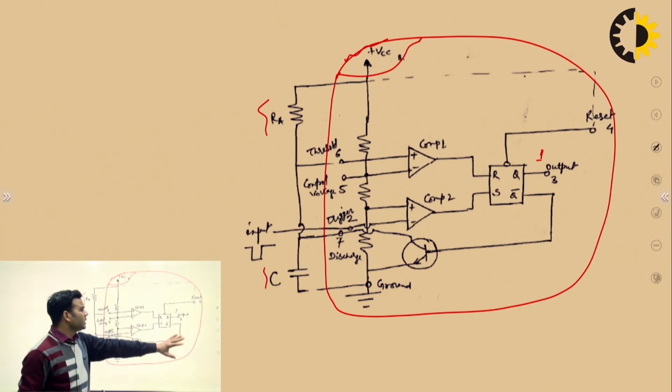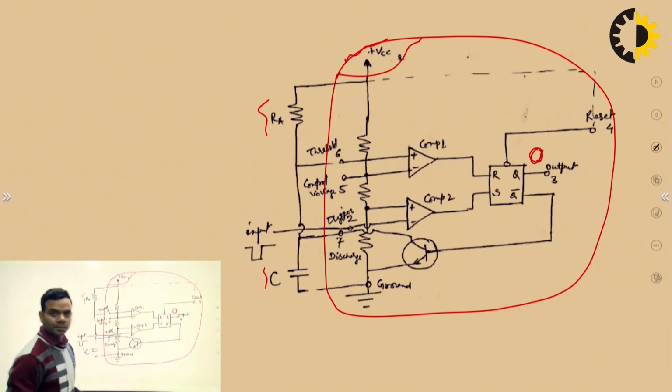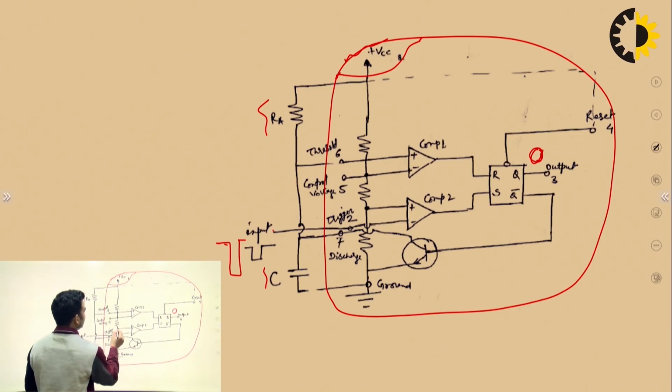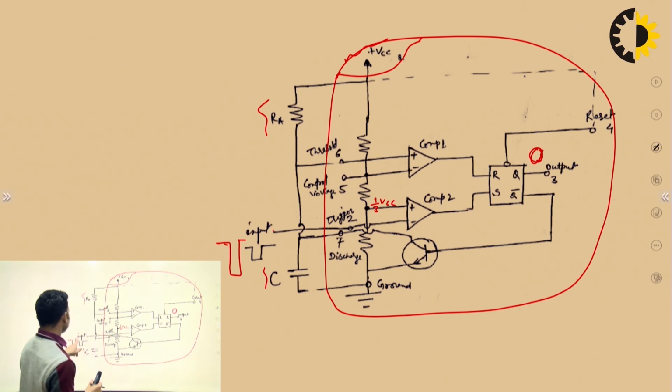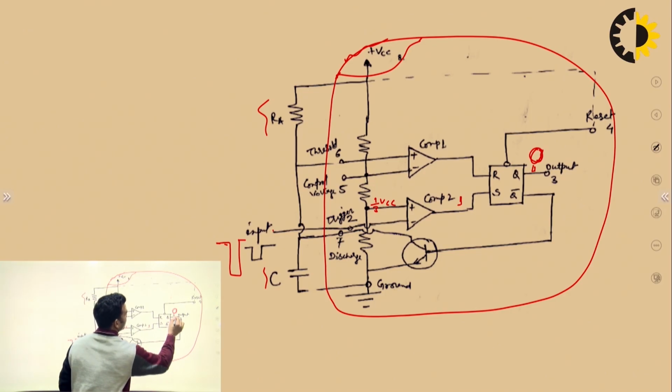Initially, I am considering that its output is 0. Okay. So now I am going to apply this input, trigger input, as a negative pulse. Then what will happen? Potential at this is 1 upon 3 VCC. This input is less, so its output will become set. That means this output will be 1. Initially it was 0, now it is 1.